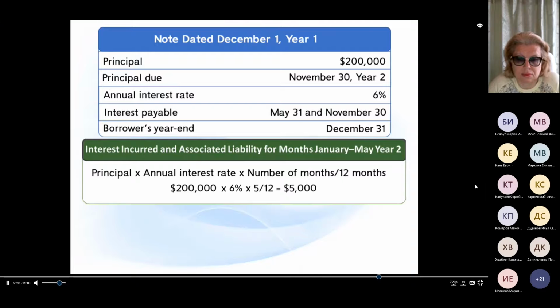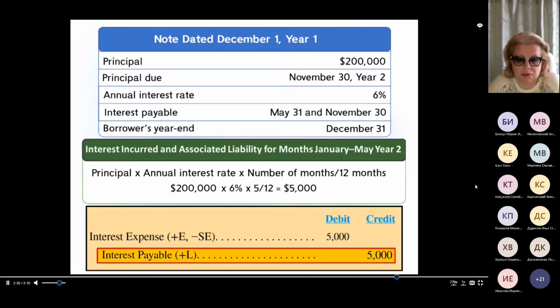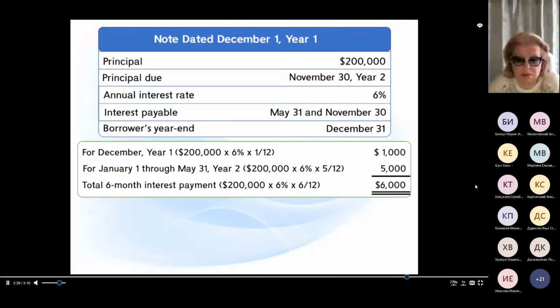The entry to record this expense and the associated liability includes a debit to interest expense and a credit to interest payable for $5,000. Also, on May 31st, the company pays the bank $6,000 cash for 6 months of interest.